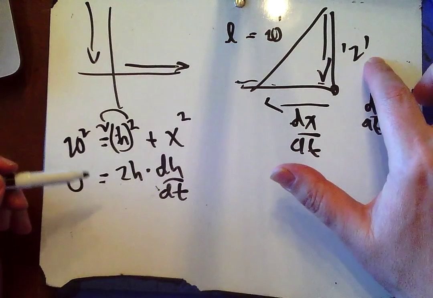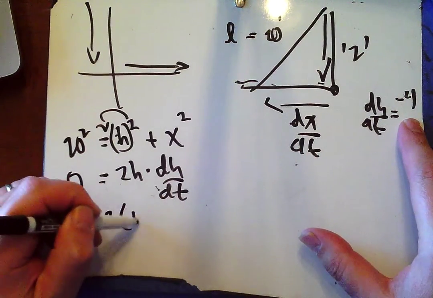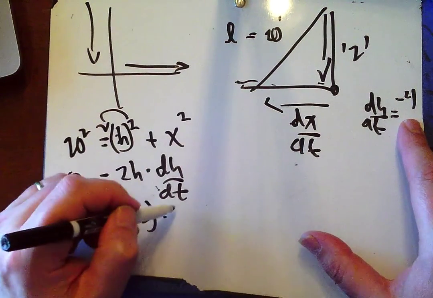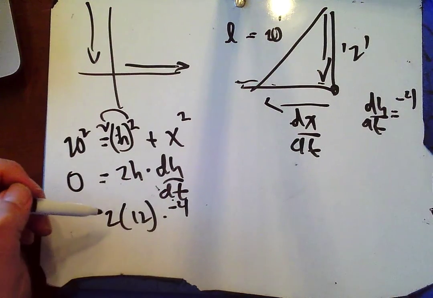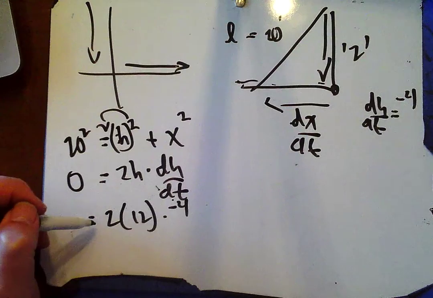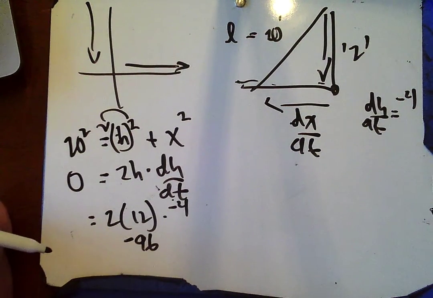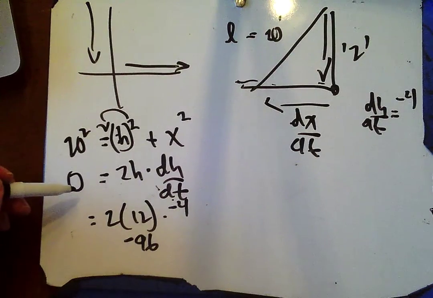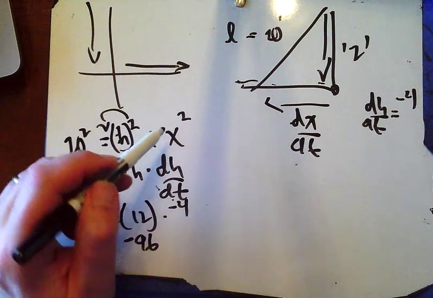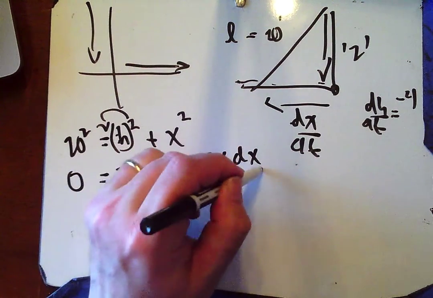So our height was 12, and dh/dt was -4. And so we've got 2 times 12 times -4. That's going to be 24 times 4, 96, -96. What did we just find? That's very interesting. Oh, I didn't finish the derivative. What a noob. Plus 2x dx/dt.